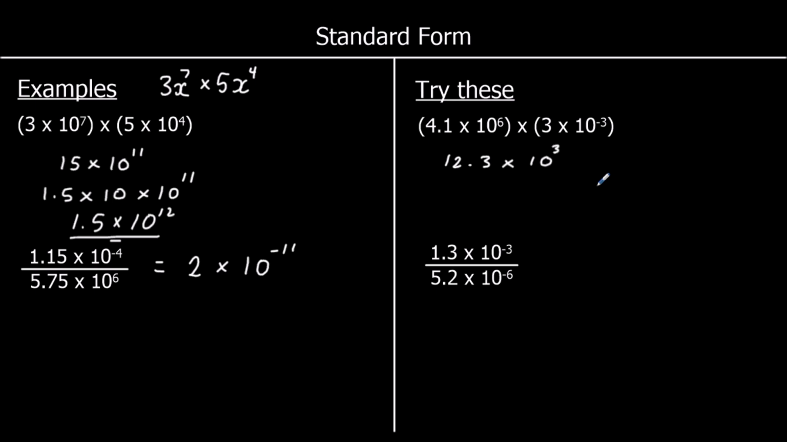That's not in standard form, so I'm going to change it to 1.23 times 10. So 12.3 is 1.23 times 10. And 10 times 10 to the power of 3, so 10 times 10 times 10 times 10 is 10 to the power of 4.